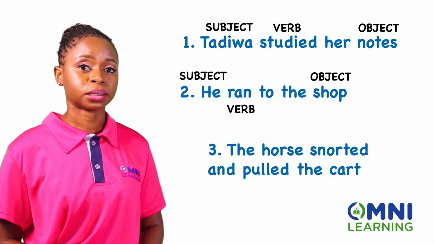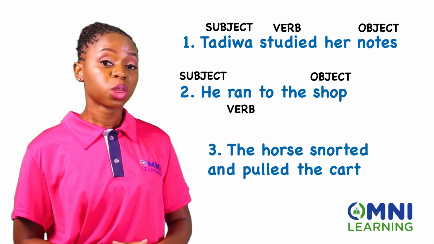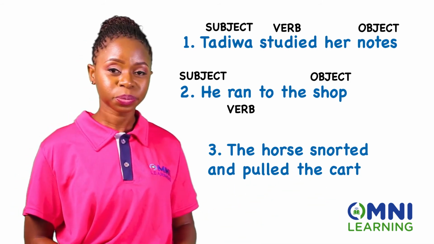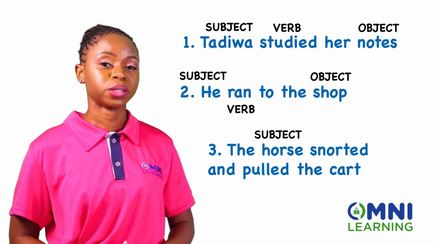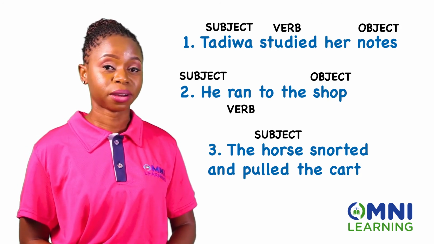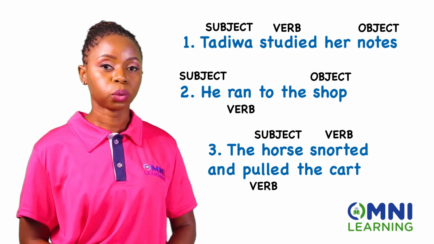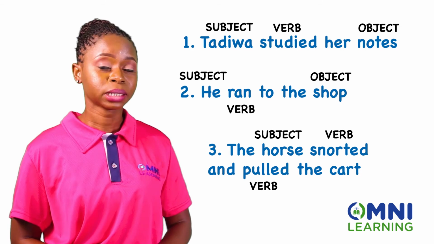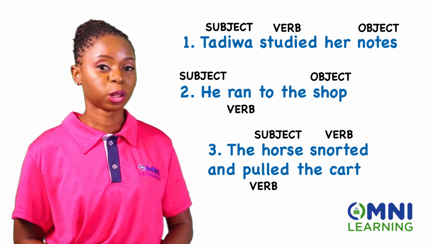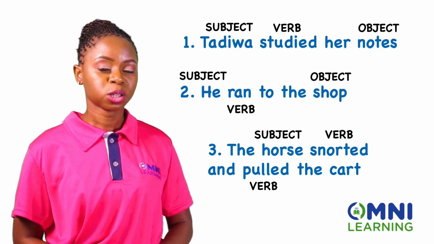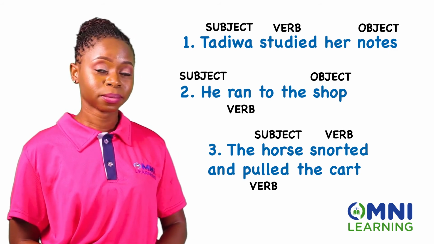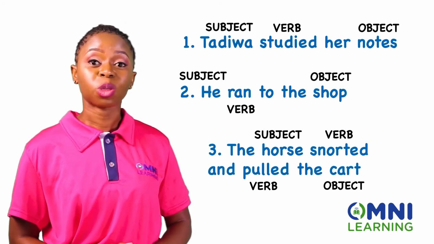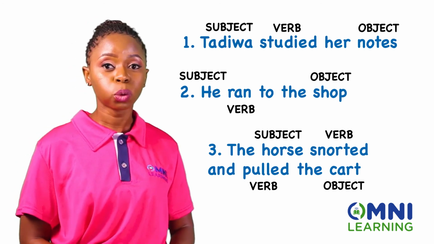Let's look at the last sentence. The horse snorted and pulled the cart. We have 2 verbs in this sentence, which we identified: snorted and pulled. Can you notice that with all our sentences, our object has followed the verbs? So what is the object in this sentence? Correct, the cart. The horse snorted and pulled.